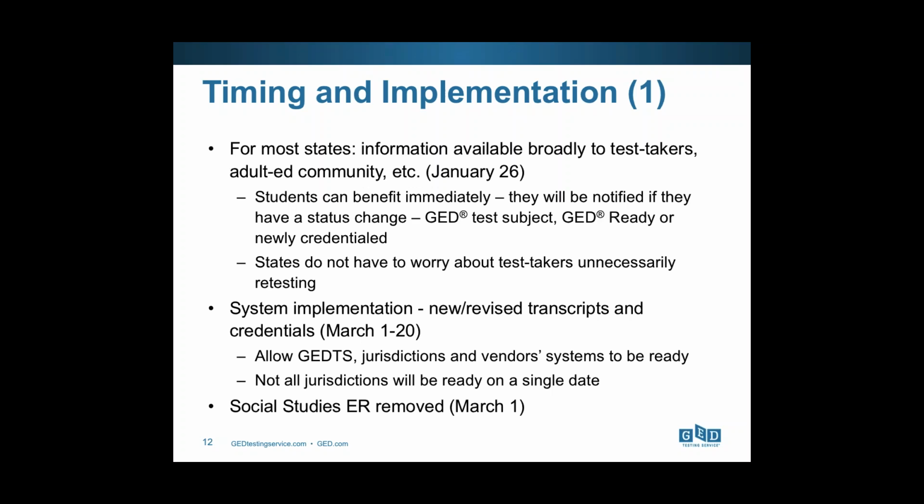Another key date to keep on your radar is going to be around March 1st, or March 1st through about March 20th, about a 3-week span or so. Because we can't start and stop, we have to announce the information, and then we actually have to work on the back-end systems to make credentials and transcripts and all of the interfaces on their GED.com accounts ready to function at the new performance levels with the new information. So on March 1, that is when the system implementation will go into effect.